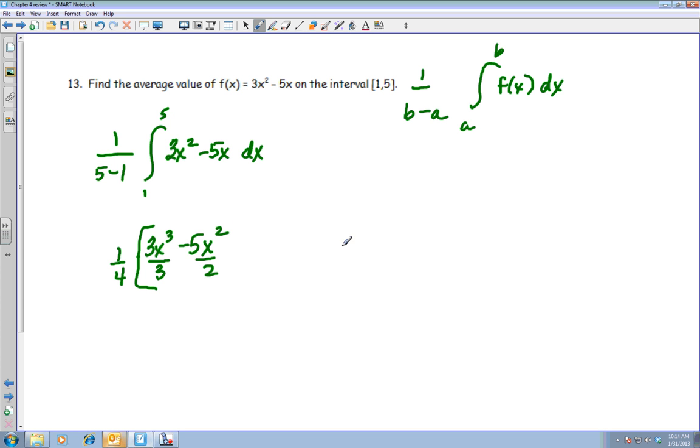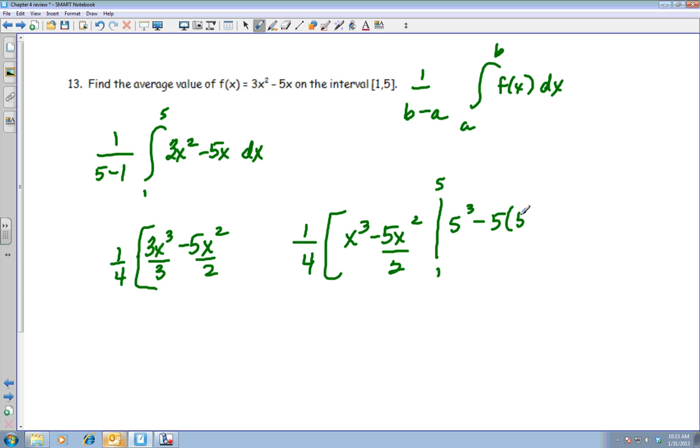So I'm going to simplify this. That's going to give me 1/4 x to the third minus 5x squared over 2. We're evaluating from 1 to 5. So I'm going to plug my 5 in. 5 cubed minus 5 times 5 squared over 2 minus whatever I get when I plug 1 in. 1 cubed is 1 minus, when I plug 1 in, I get 5 halves.